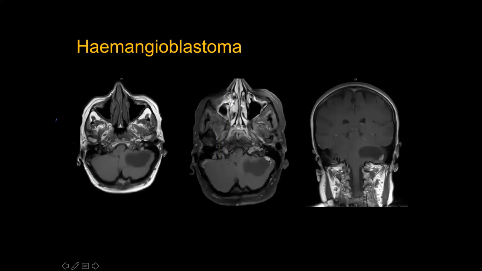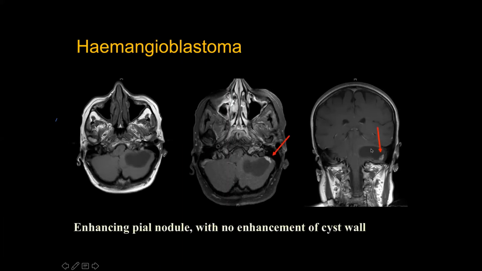Versus hemangioblastoma: pure cyst and an enhancing mural nodule. The commonest benign tumor in the posterior fossa in the adult patient is cerebellar hemangioblastoma. So cystic lesion, mural nodule, the cyst wall does not enhance. But once you think of hemangioblastoma, you have to think, could this be von Hippel-Lindau? Then you can look for all the other lesions. It can affect the eye, you can have spinal cord hemangioblastomas.